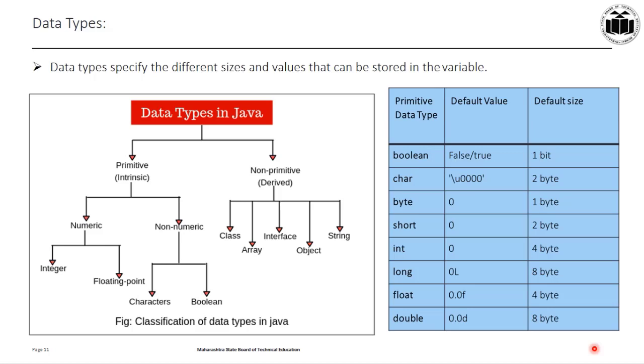For long, default value is 0L and default size is 8 byte. This L means the value is associated with long data type. Next one is the float. The default value is 0.0f and the default size is 4 byte. When we declare the value with 0.0f, this f indicates the value belongs to the float primitive data type. The last one is double. Default value is 0.0d and the default size is 8 byte. The d indicates the value belongs to double data type. So this is all about the data types.